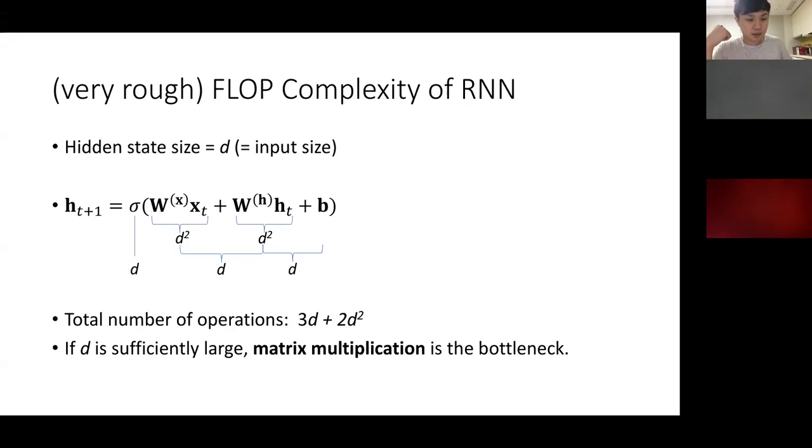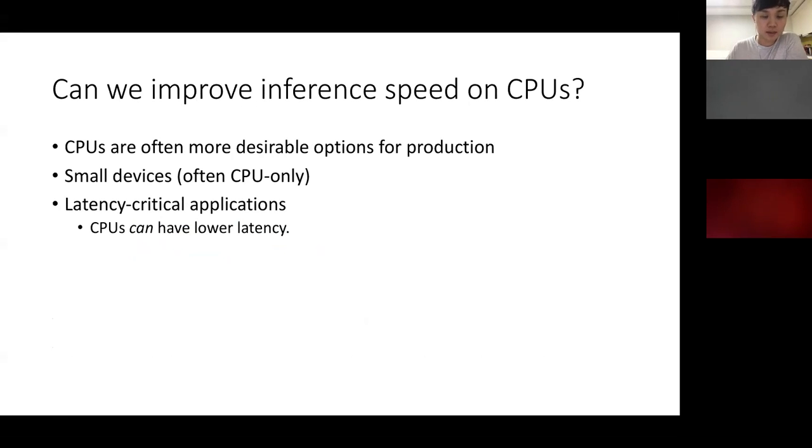Then we see that we need 3D plus 2D squared operations to compute a simple RNN. And it's quite apparent that if D is sufficiently large, then matrix multiplication is the bottleneck. Matrix multiplication is basically what causes the D squared, the quadratic time complexity. So basically what we want to do is overcome that. Can we improve inference speed on CPUs? Can we actually reduce this FLOP number of operations for the RNN?